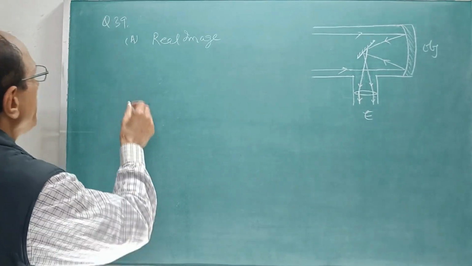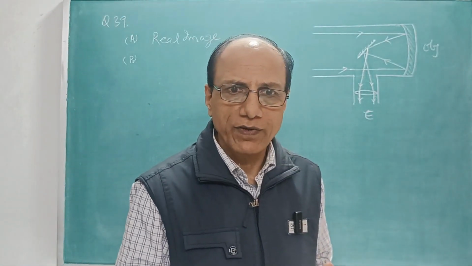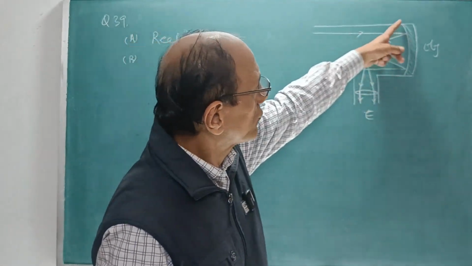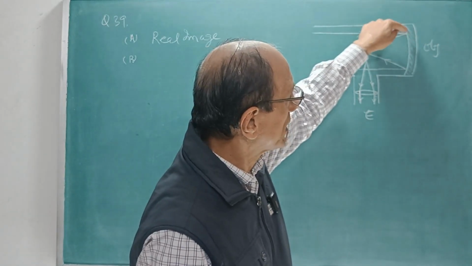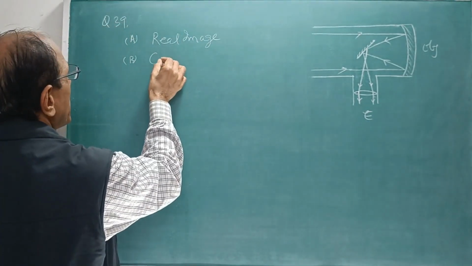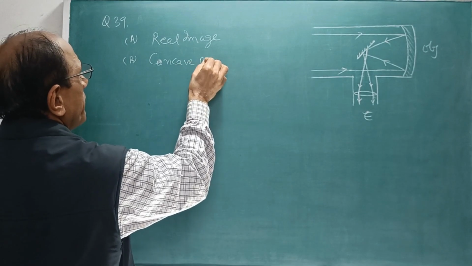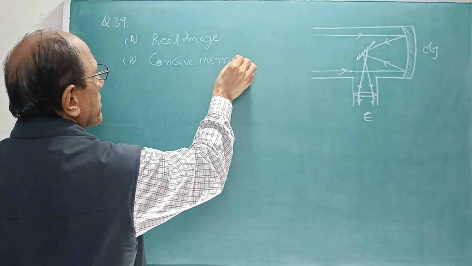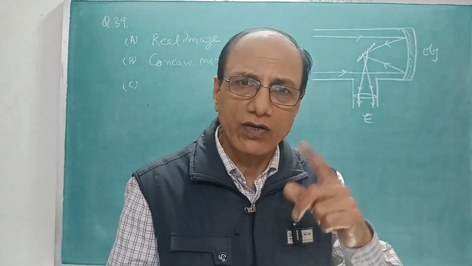And answer B: what kind of mirror is being used here? As it is seen, the outer surface is polished and the reflection takes place on the inner surface of the curved surface. So this is a concave mirror. Concave mirror. And for C part, you have to answer either C or D.